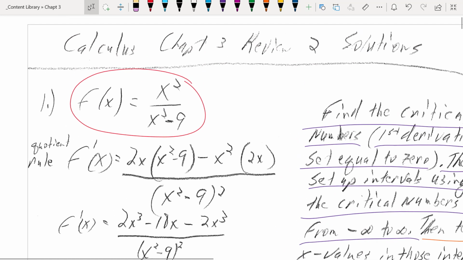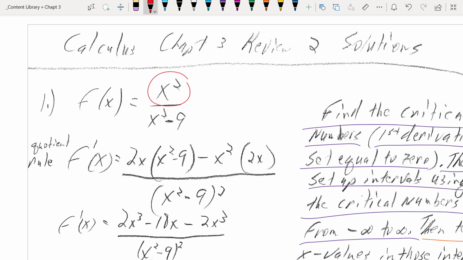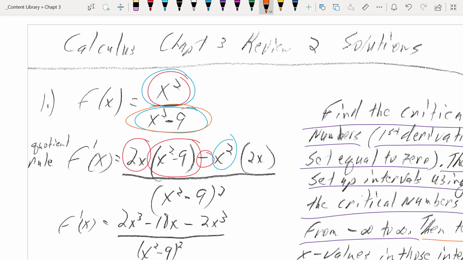To find the first derivative, you're going to have to use your quotient rule. The quotient rule says take the derivative of the numerator. Here's my numerator, so its derivative is 2x. Now leave the denominator the same, which is x squared minus 9. Then we have minus, and now we leave our numerator the same, which is x squared. Now take the derivative of the denominator, which is 2x. That's all over the denominator squared, so that's x squared minus 9 squared.